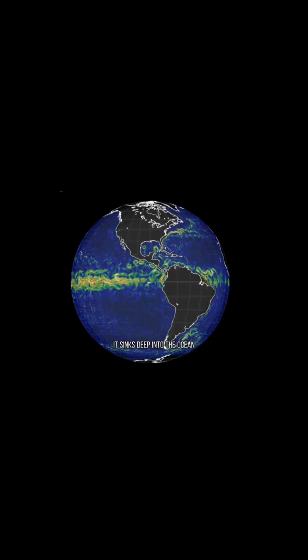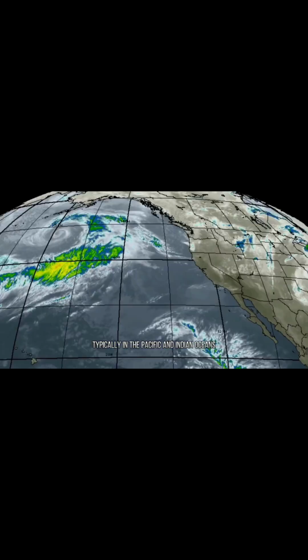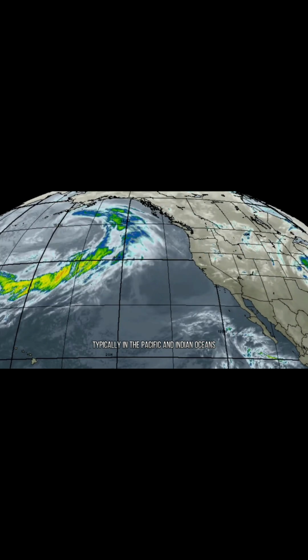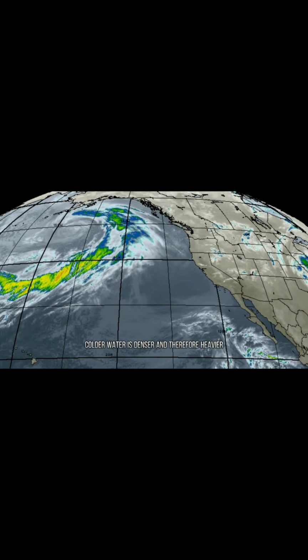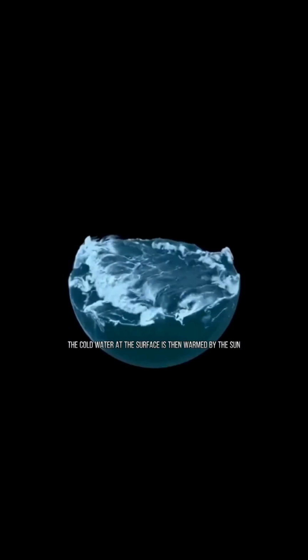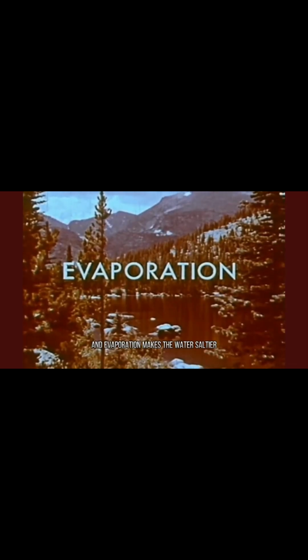It sinks deep into the ocean and travels through the depths until it can come to the surface near the equator, typically in the Pacific and Indian Oceans. This is because saltier, colder water is denser and therefore heavier. The cold water at the surface is then warmed by the sun, and evaporation makes the water saltier.